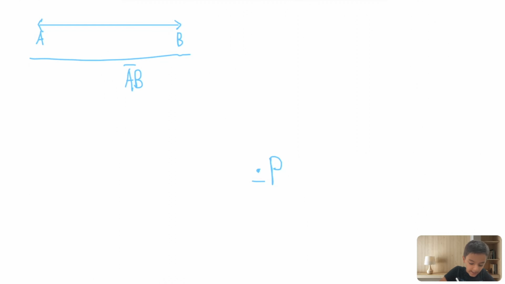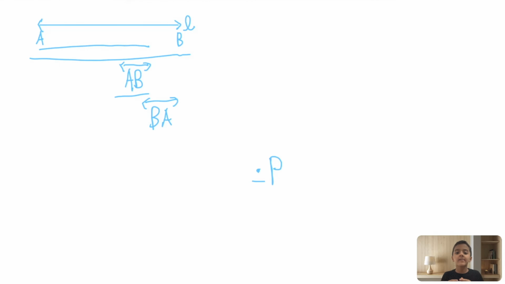A line is a one-dimensional path which has no thickness and extends indefinitely in both directions. This is line AB. Line AB is written as AB and a line over AB. Line AB is same as line BA. A line can also be represented by small letters of English alphabet. Like this line AB can be represented as line L.